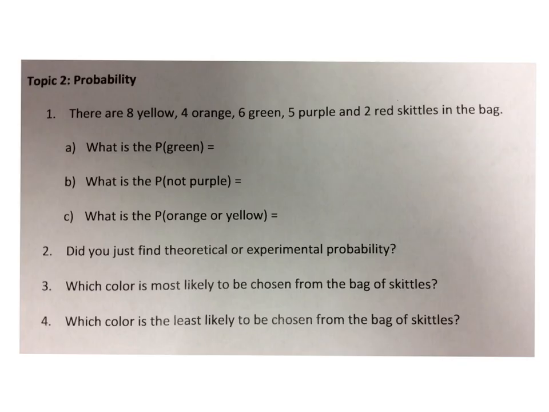All right, so we flipped over to the other side. Looks like we're going to be doing some probability. It says there are 8 yellow, 4 orange, 6 green, 5 purple, and 2 red Skittles in the bag. So the first thing that you need to do is find out how many total Skittles there are in the bag. So when you add that up, I got 25. Hopefully you did too. So I'm going to write that at the top so I don't forget.